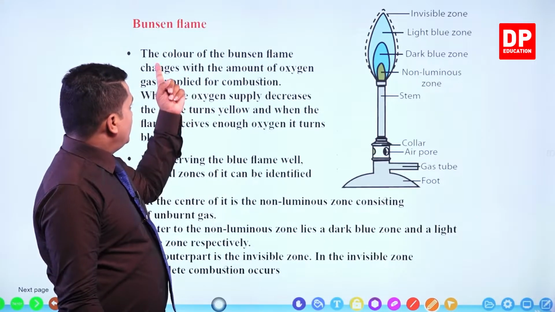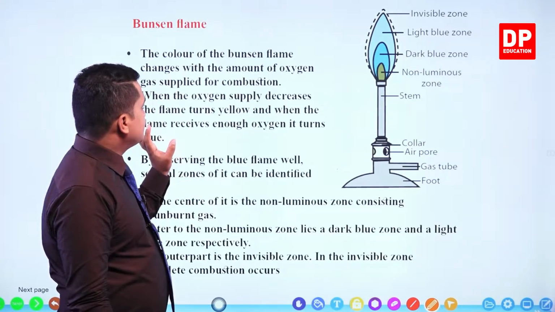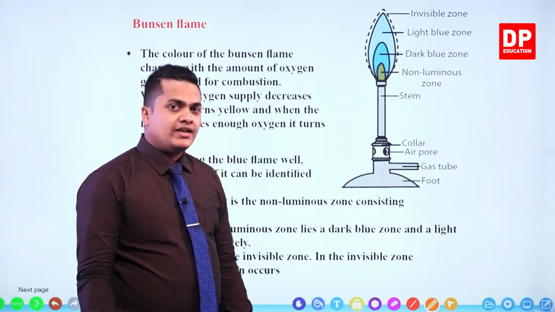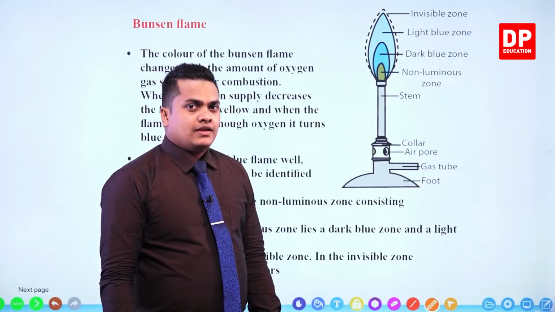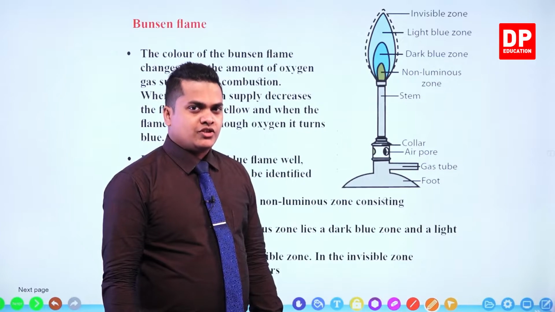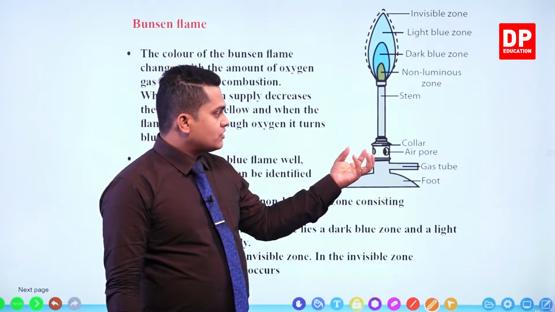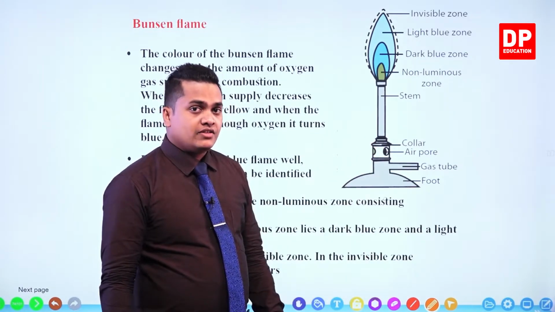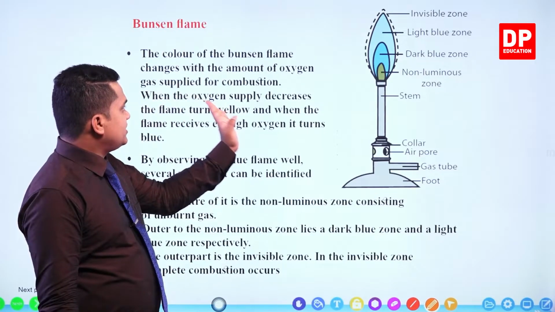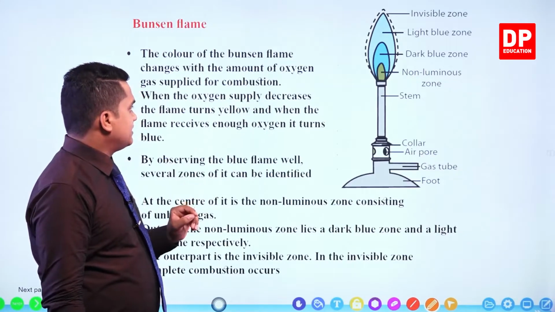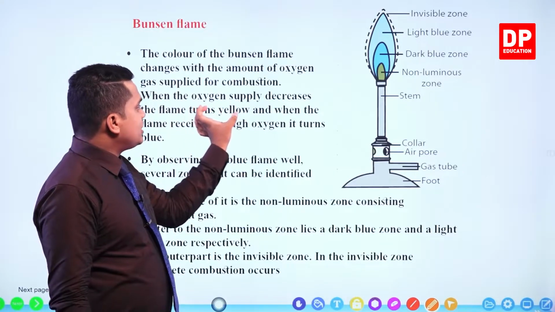The color of the Bunsen flame changes with the amount of oxygen gas supplied for the combustion. I told you that according to the amount of oxygen gas that you supply, the color of the Bunsen flame is going to change. We can change the amount of oxygen by controlling this collar, which contains the air pore. So when the oxygen supply decreases, when a lesser amount of oxygen is supplied into the system, the flame turns yellow.